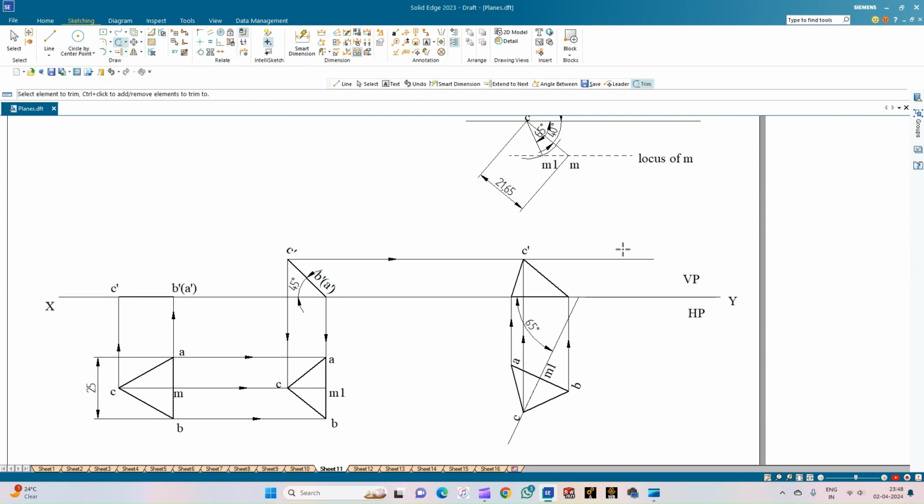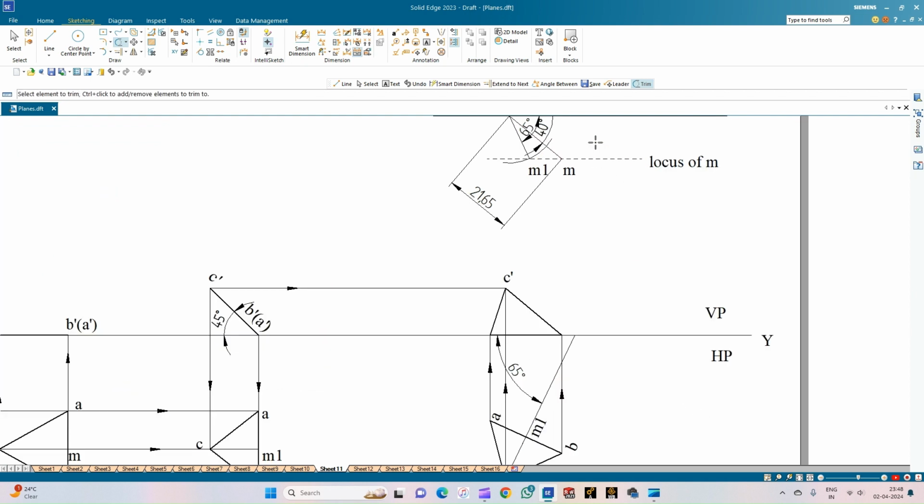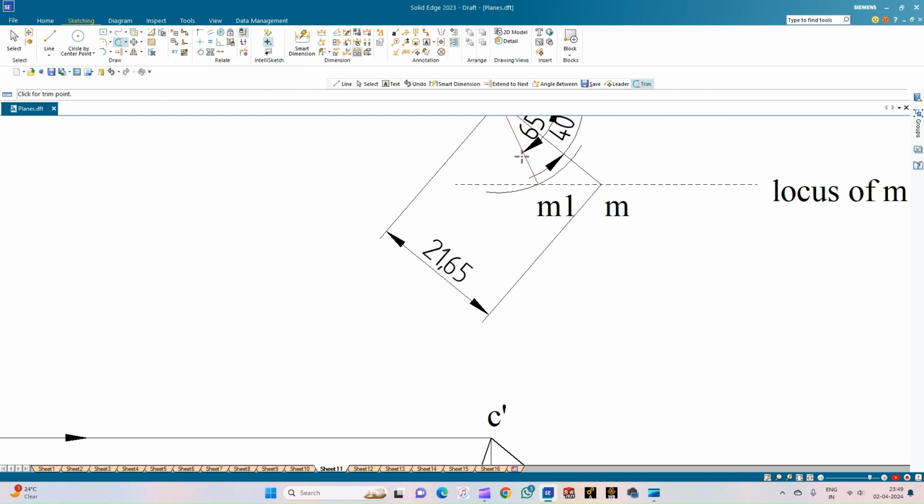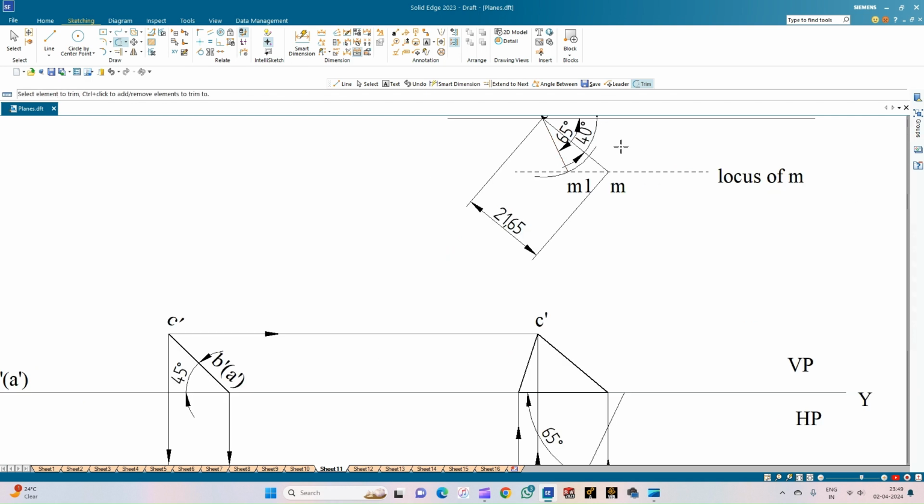Using the trim option, trim the projection lines which are not required for us. So this is the construction of the beta angle. First, draw a line of length CM, mark the locus of M, then on this locus of M, measure this CM1, cut an arc, and then the measurement of the angle of this CM1 with this reference line is the beta angle. So the value of beta angle here is 65 degrees.